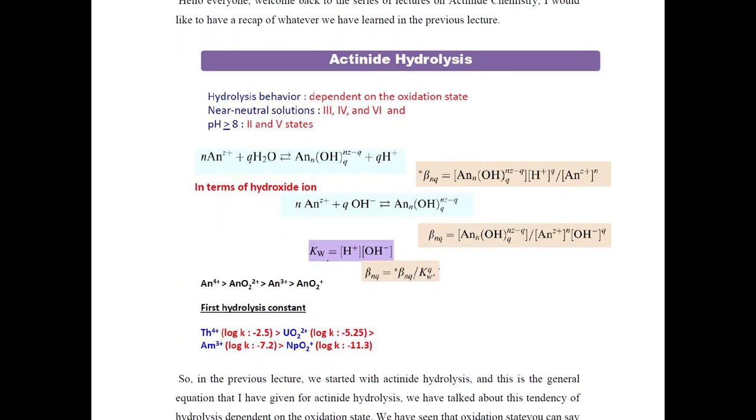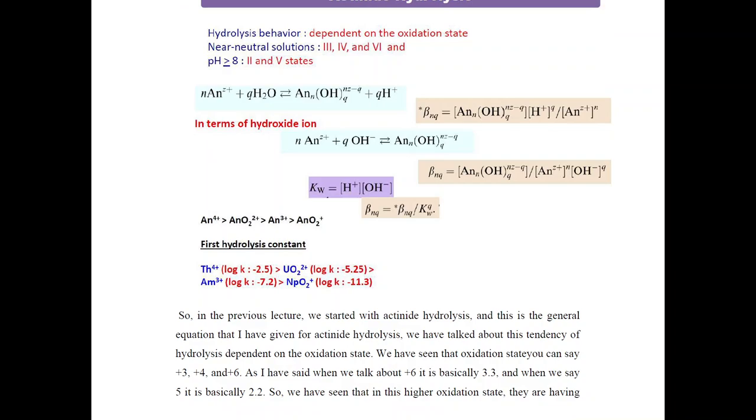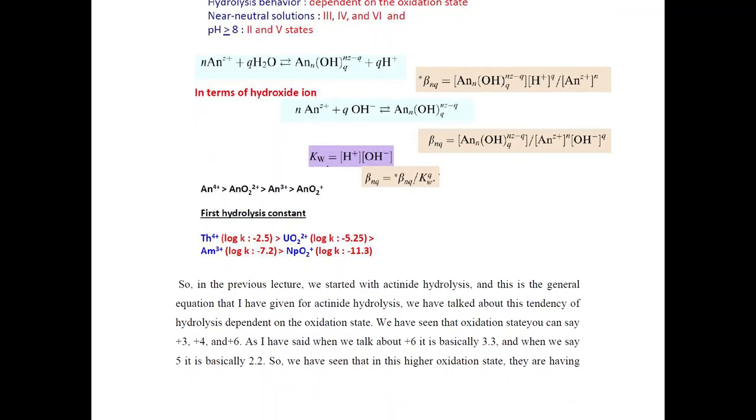Talking about actinide hydrolysis, hydrolysis behavior is dependent on oxidation state 3, 4, and 6. pH should be greater than or equal to 8 for the 2 and 5 states. Now, beta nq is [An][OH]q[H+]^q over [A^z+]^n. From here, beta nq is calculated as star beta nq over Kw^q, where Kw is the water hydrolysis constant.